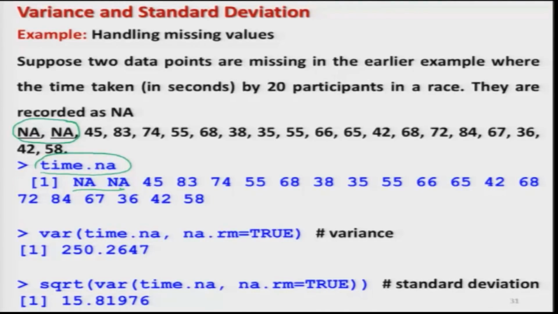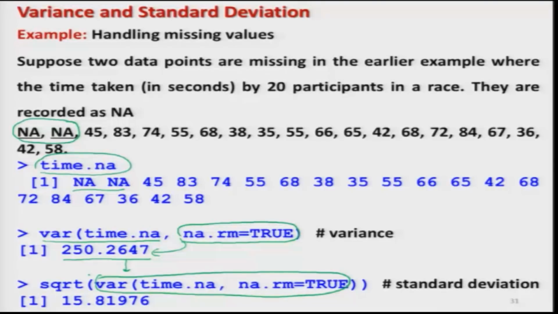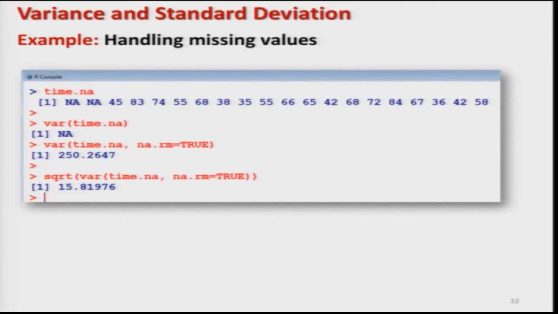If I want to find the variance, it is simply the variance of time.na with na.rm equal to TRUE, and this gives me the value of the variance as 250.2647. This has the divisor n minus 1, and in case you want to convert it into the divisor n, then you know how to get it done. If I take the square root of this value, it gives me the standard deviation when missing values are present in the data. And this is the screenshot you can see here.